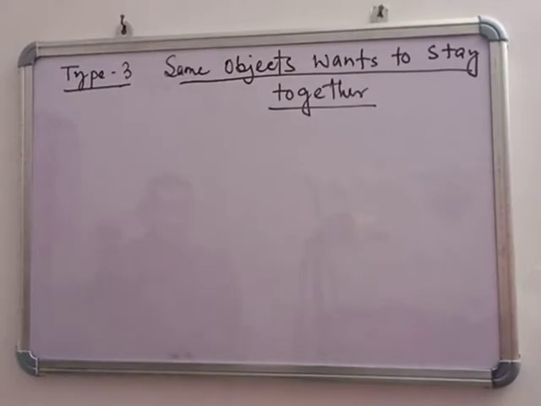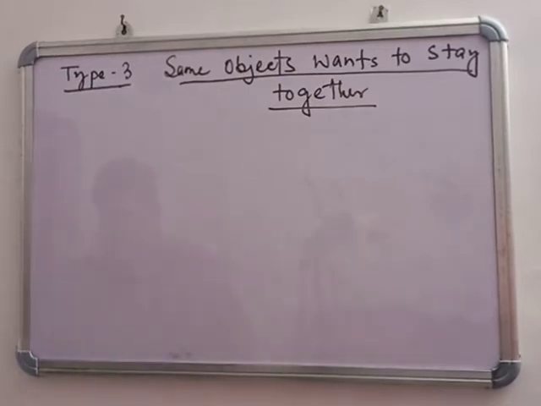So now in type 3, the same objects want to stay together. That means if some of the items are given together, suppose vowels are together, or A and I together, or vowels in the last. So when this type of thing comes, what to do?